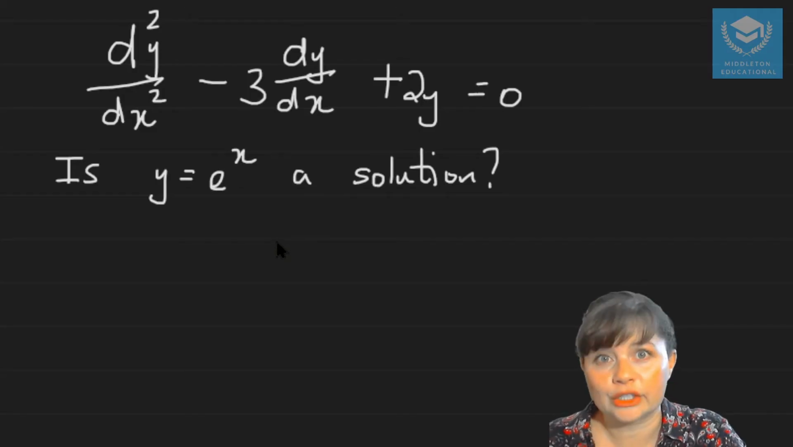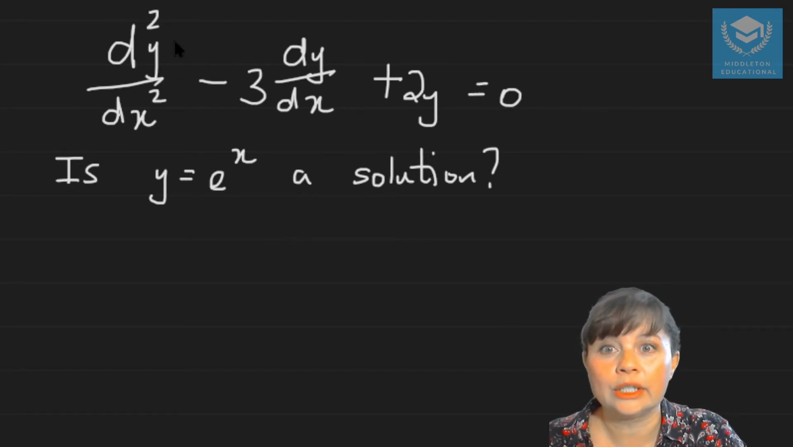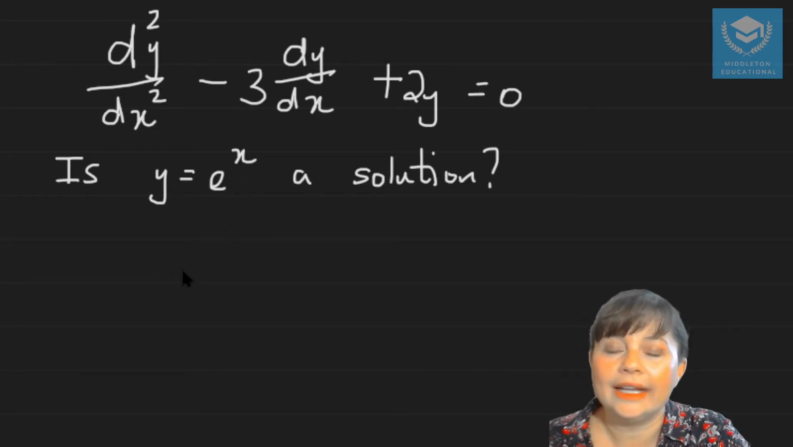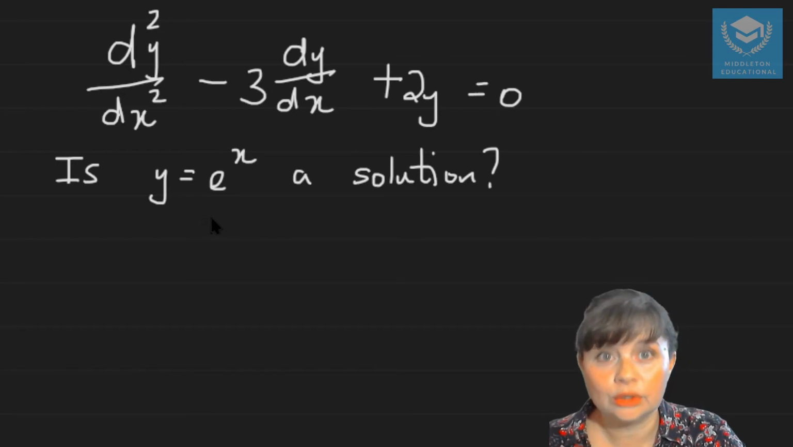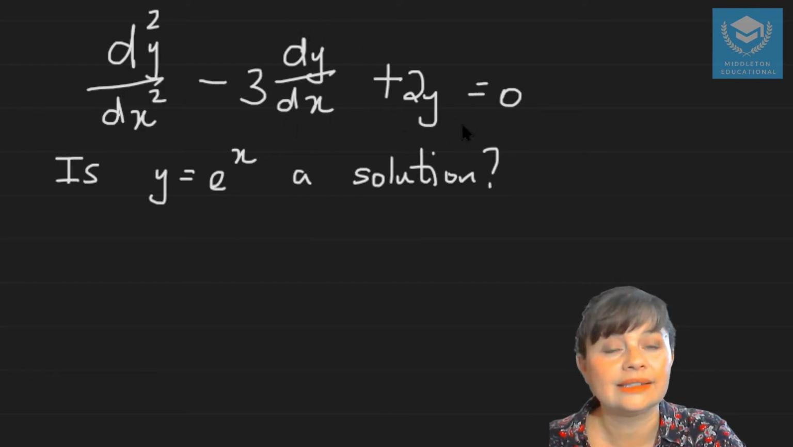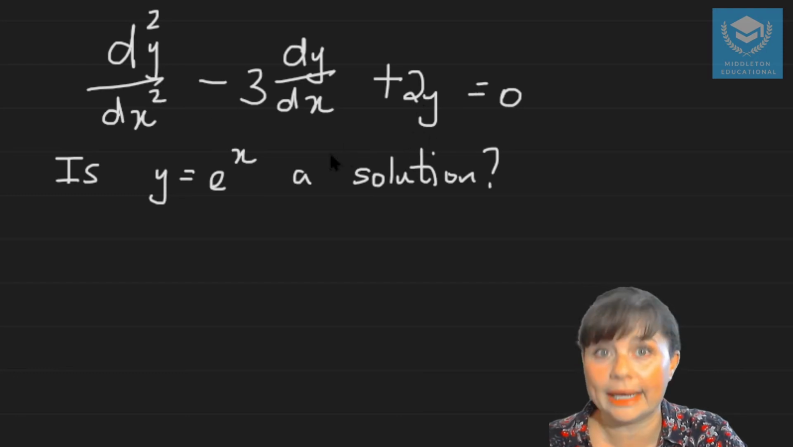So here I have a differential equation. I know it's a differential equation because I have derivatives in that equation. The highest order of the equation is the second derivative, so we are working with a second order differential equation. And the question we have is, is y equal to e to the x a solution to this differential equation? In order to find out, we want to find the expression for the second derivative and the first derivative, we have what y is, and then substitute, and then the equation will balance.